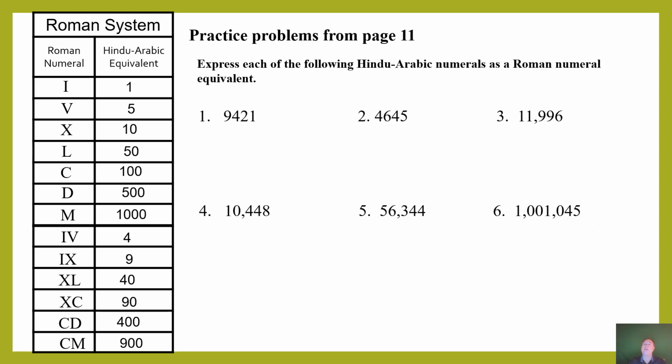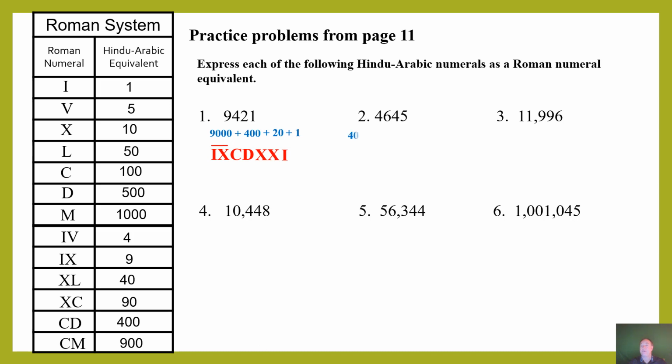Now let's look at going the other direction. Let's change Hindu-Arabic numerals to a Roman numeral. Well, we start with breaking it up. So we have 9,000 plus 400 plus 20 plus 1. How can we write 9,000? Well, that could be 9 times 1,000, right? So we take IX with a line above it. 400 is CD, 20 would be XX, 1 is just I.